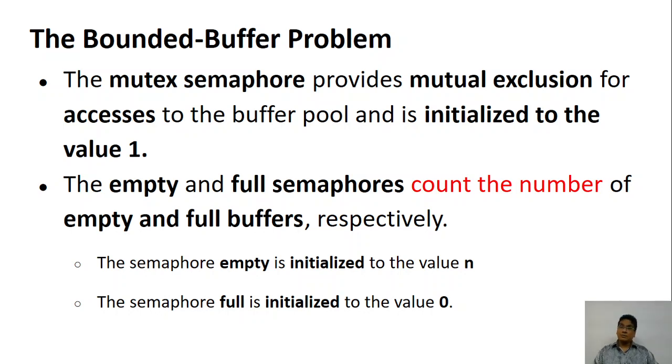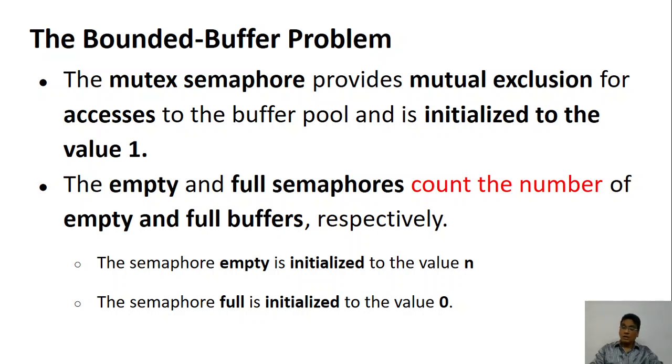We use a semaphore. In the last session we saw that a semaphore is nothing but a simple integer variable which has two functions: one is wait and the other is signal. Wait is going to reduce the value of the integer, and signal is going to increase it. In this case we are also going to use a mutex, which is a semaphore, to achieve mutual exclusion. We initialize the mutex with the value 1.